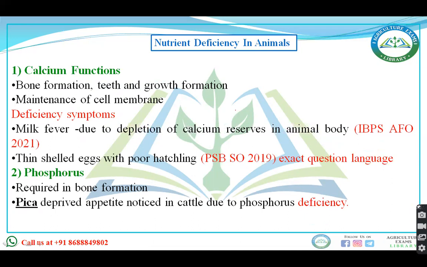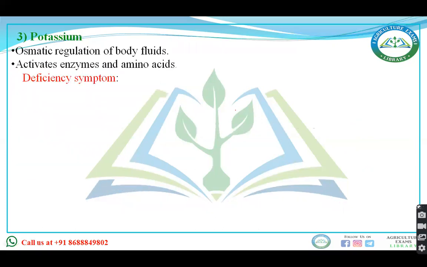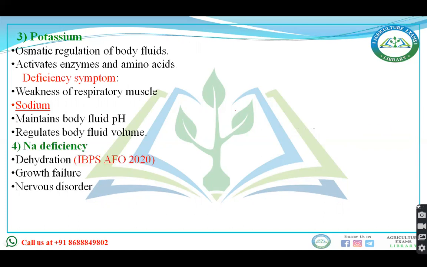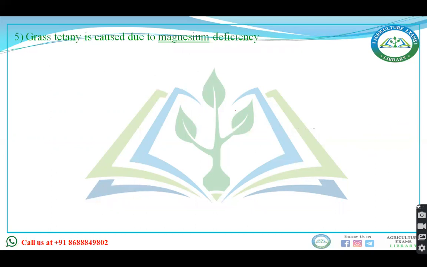Next is phosphorus, which is required for bone formation. Okay, and you know the famous disease pica, due to the deficiency of phosphorus. Potassium regulates the body fluids, and enzymatic activity is done by it. And sodium, as you have just seen, regulates body fluid. Deficiency can cause dehydration, nervous disorder, lack of appetite, loss in weight as well as milk production.